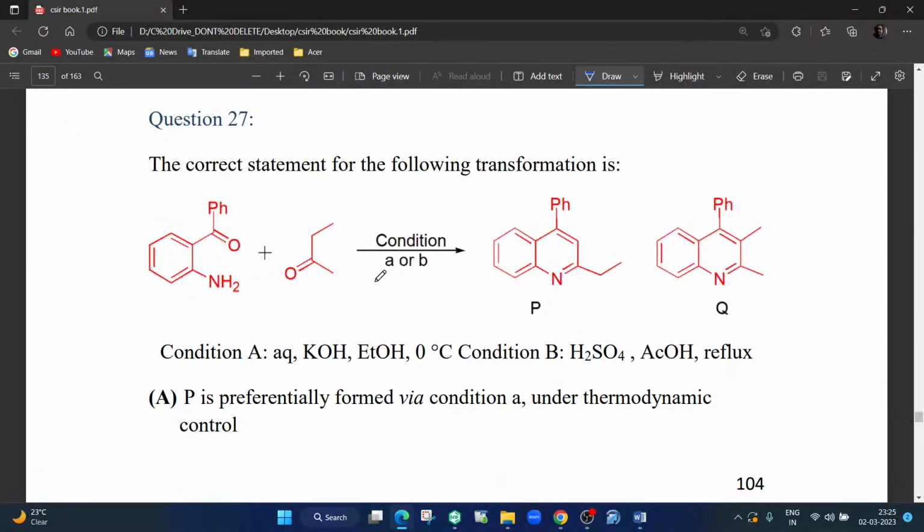Hello everyone, welcome back. So I will be doing the next set of 5 organic questions from the June 2020 CSIR-NET question paper. Okay. So this will be question 27 to question 31. Please understand I am doing only the organic questions.